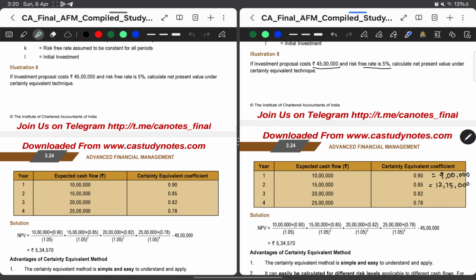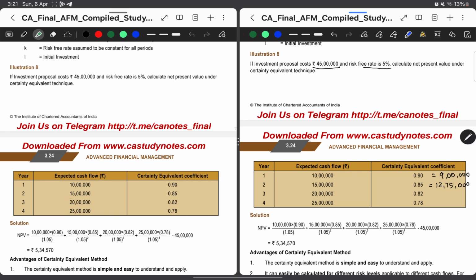So that's how this certainty equivalent coefficient and certainty equivalent cash flows work. If I multiply this expected cash flow by this coefficient, I'll get a certain cash flow, which I, as an investor, am certain about.